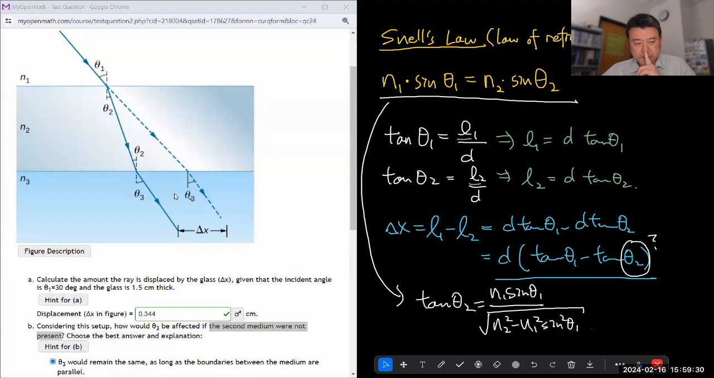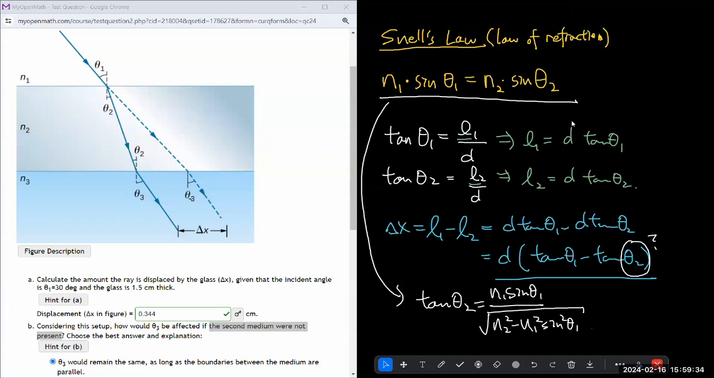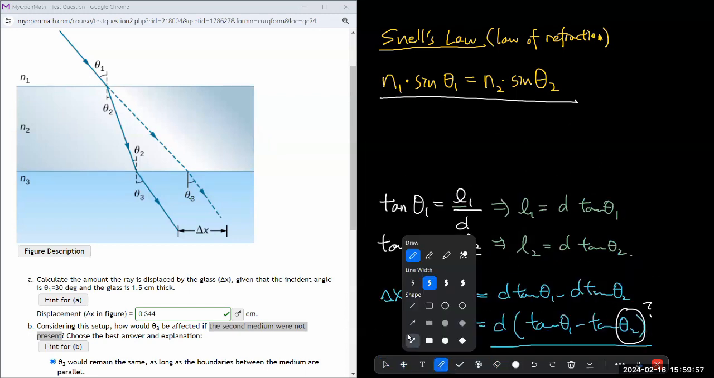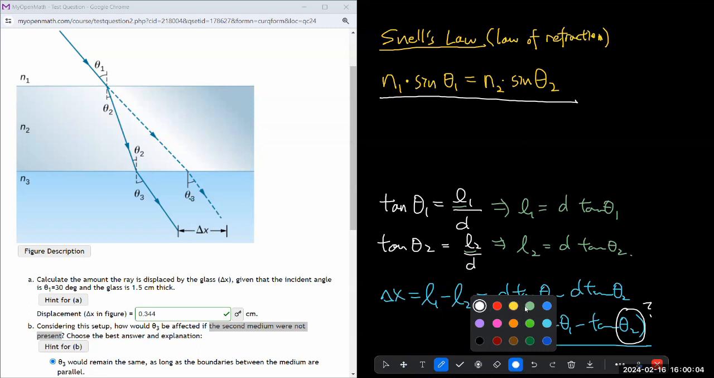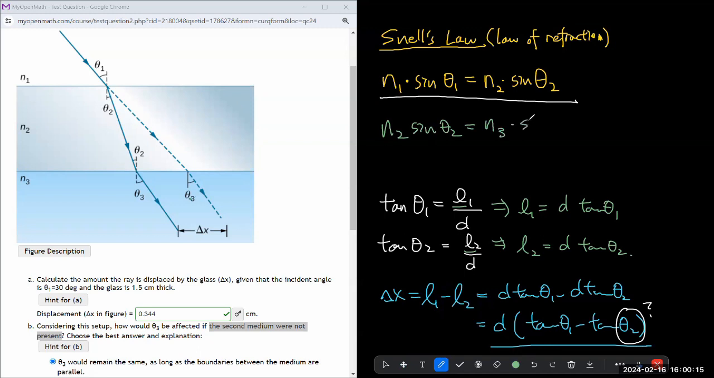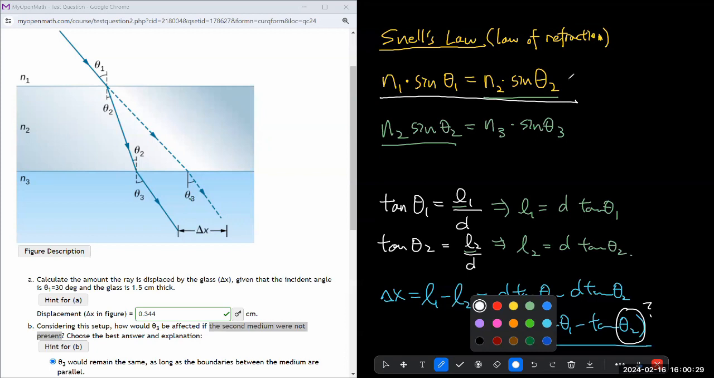This is the reason why this form of Snell's law is my favorite form of Snell's law, because consider this. Let me move some things around so that I have space to write. So you're dealing with a boundary between N2 and N3. You might write down this consideration of Snell's law: N2 sine theta 2, in this medium moving into the third medium, is equal to N3 times sine theta 3. And notice how this expression is identical to that expression. Nothing stops me from chaining these equalities together. Say, this is equal to N3 sine theta 3.